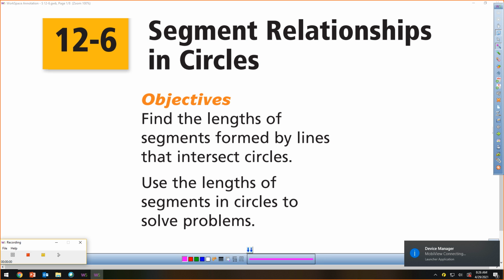Today we are going to talk about segments and circles. Okay, so there's three different relationships that we have. They're easy problems, but you have to understand the difference between them. Okay, so let me just show you the three differences first, and then we'll get into what kinds you have.